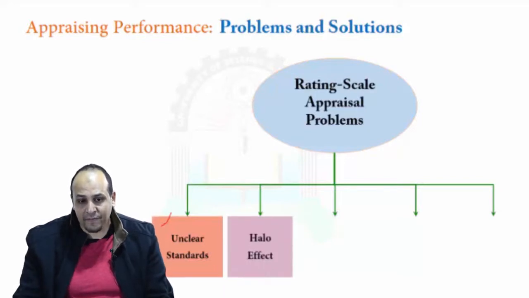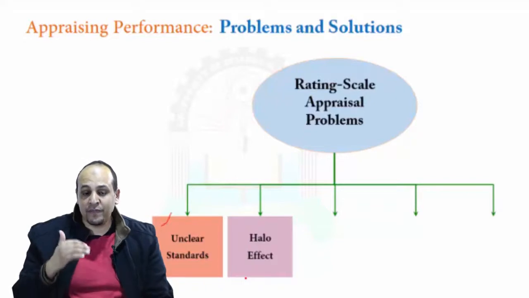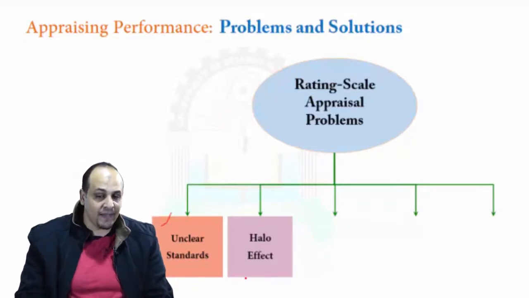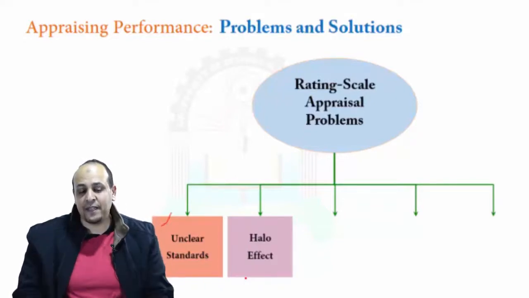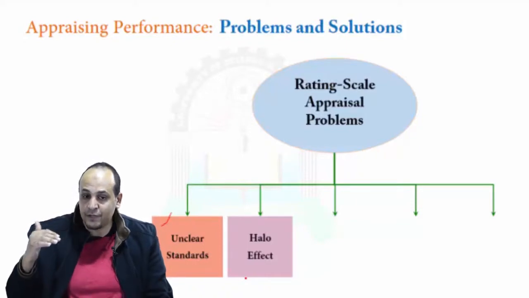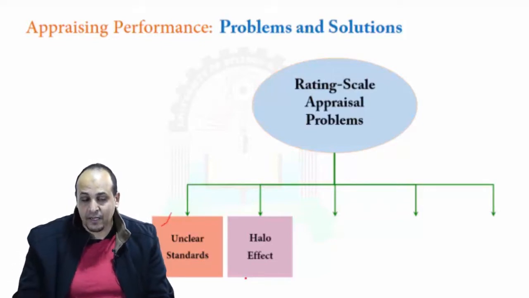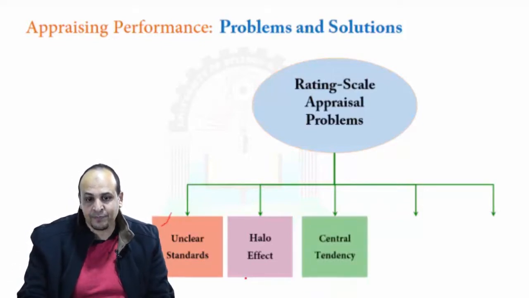Second one is the halo effect. The halo effect is to be totally impressed by one of the features of the employee, and then you generalize everything according to that feature. While he can be good at one of the features, for example, or traits, he may not necessarily be good at the others, and of course vice versa.